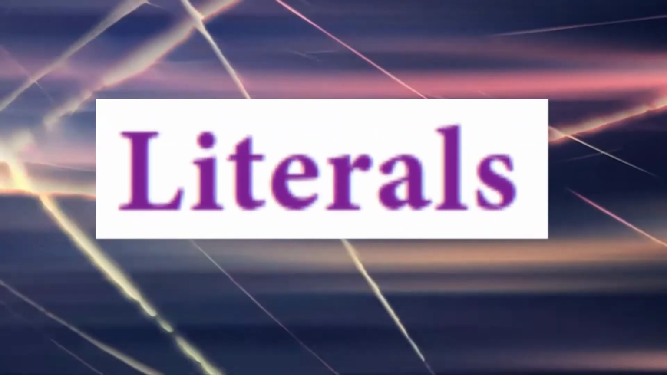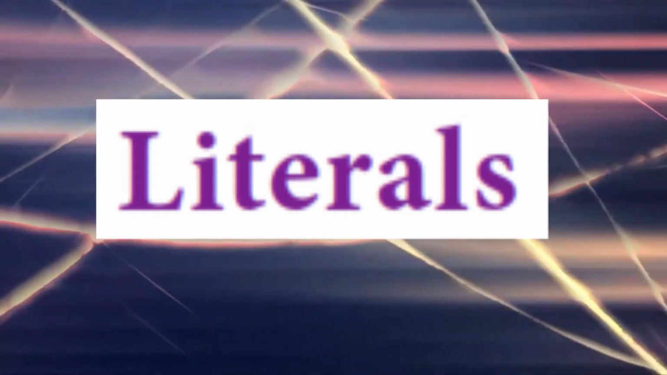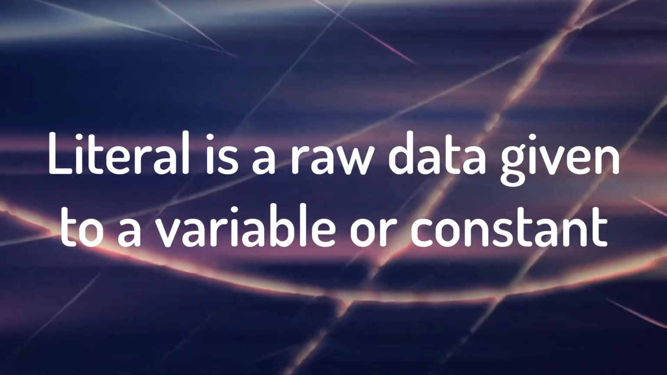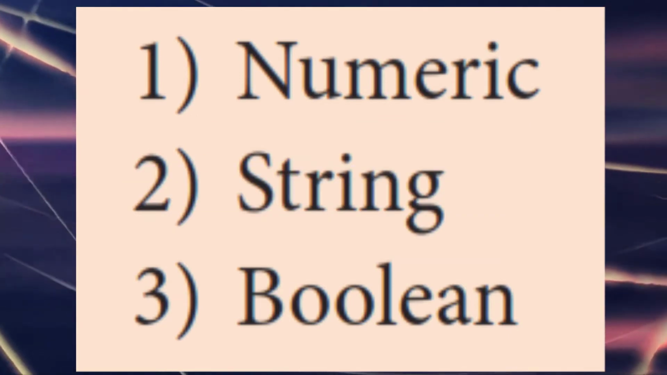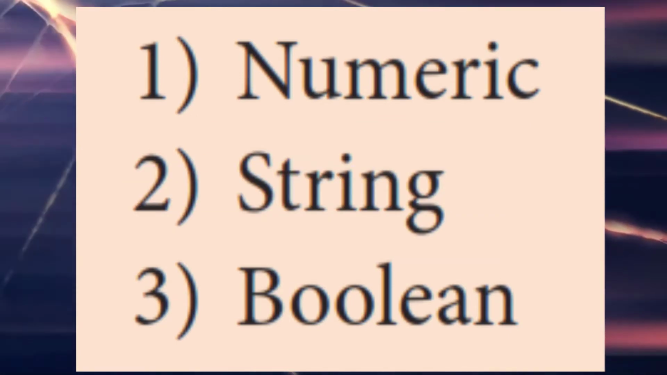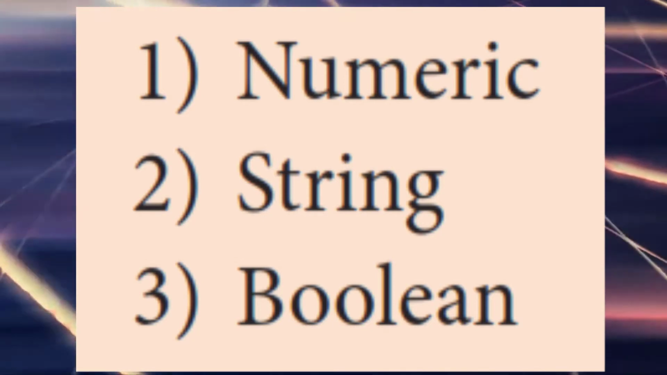Now let's see the next topic, literals. A literal is raw data given in a variable or constant. Various types of literals used in Python are numeric, string and boolean. Let's see them one by one.